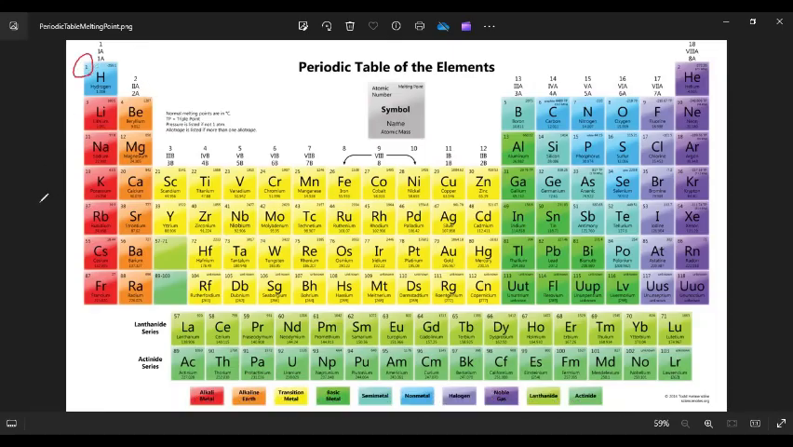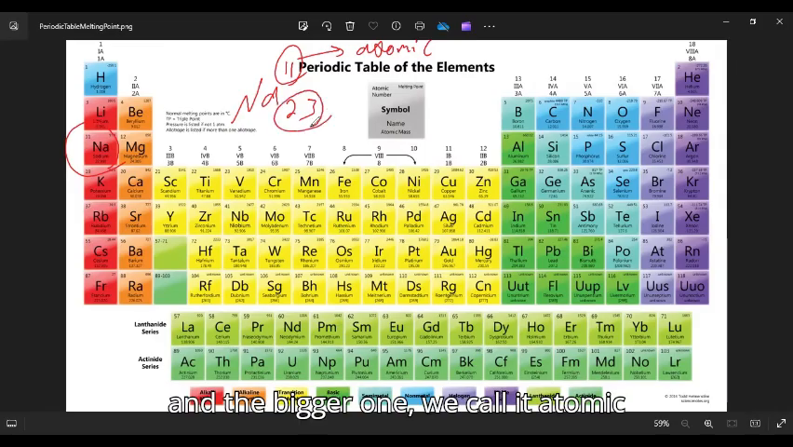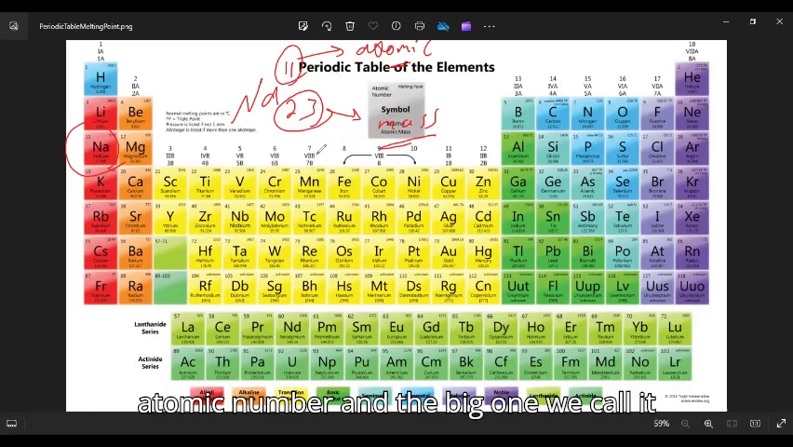of each one. Now, each element inside the periodic table has two numbers. For example, let's take Na, sodium. Na has two numbers, 11 and 23. All the time, the smaller one we call the atomic number, and the bigger one we call the atomic mass number, or the relative atomic mass. Now, what does this 11 mean?